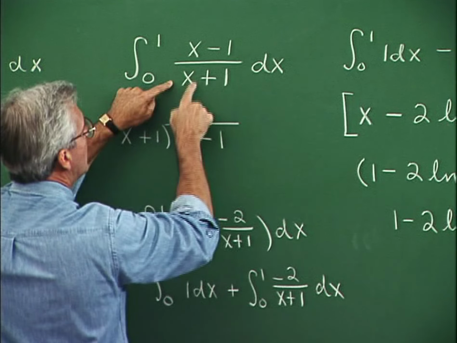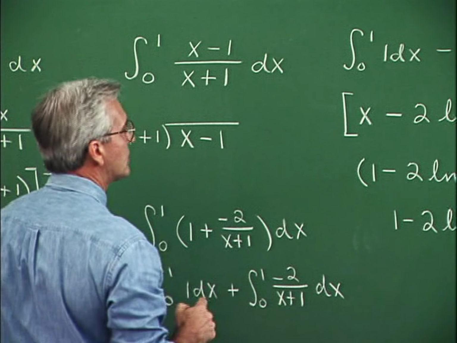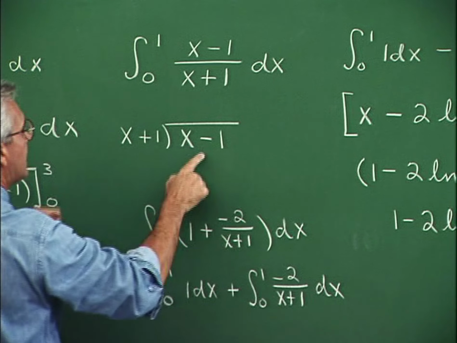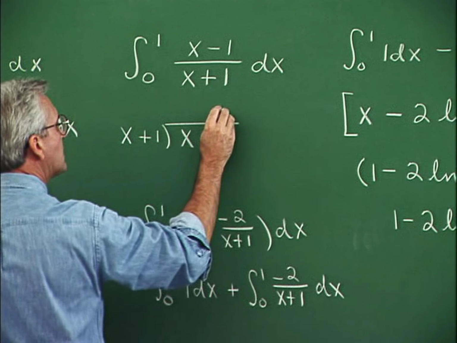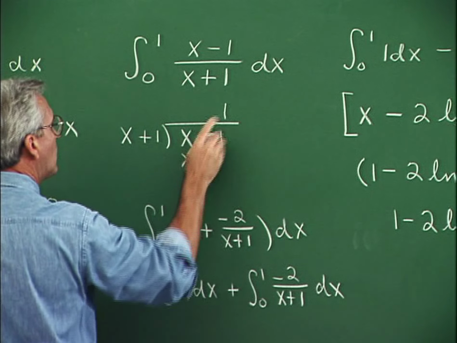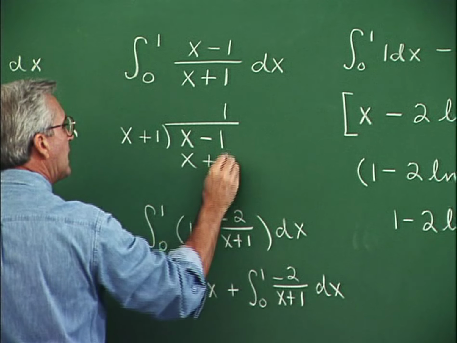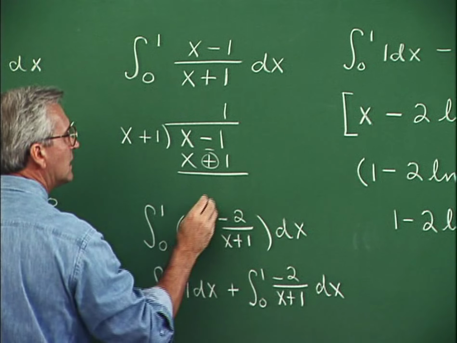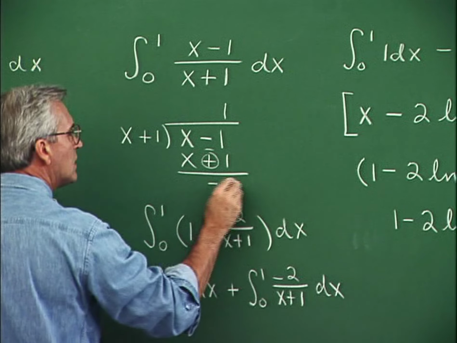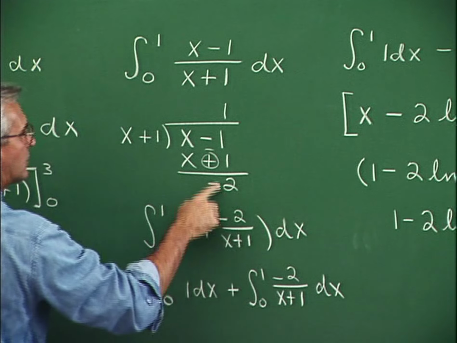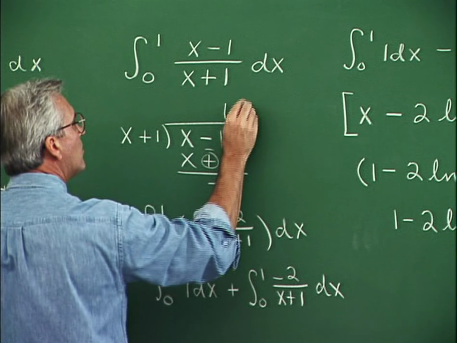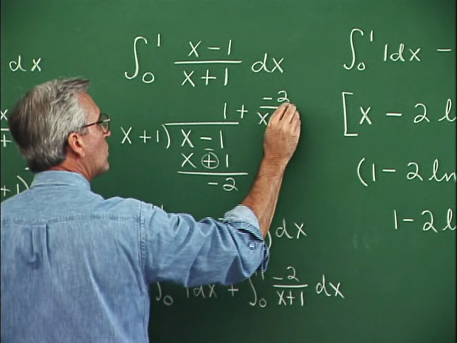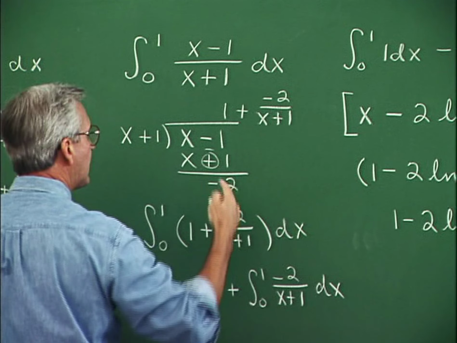Now notice the degree of numerator and denominator is the same, so we go into this process of long division. x plus 1 into x minus 1: x goes 1 time, 1 times x is x, 1 times 1 is 1. Then when we subtract, we change the sign here and collect, and this becomes -2. So the remainder is -2, so the complete answer is 1 plus -2 over x plus 1. Certainly we could write this minus sign right here. It doesn't make any difference.